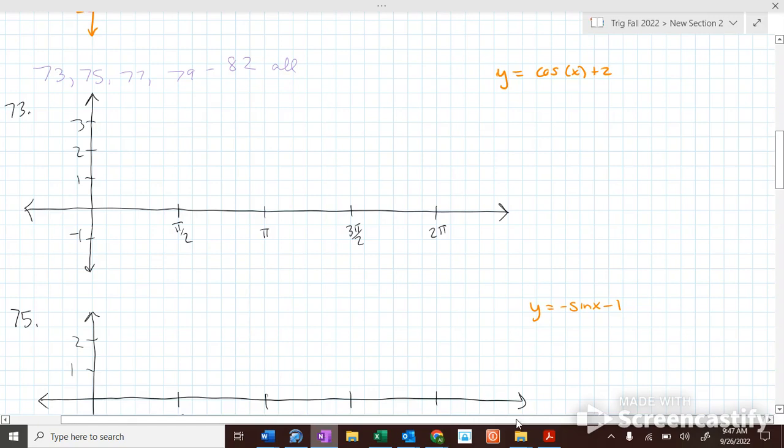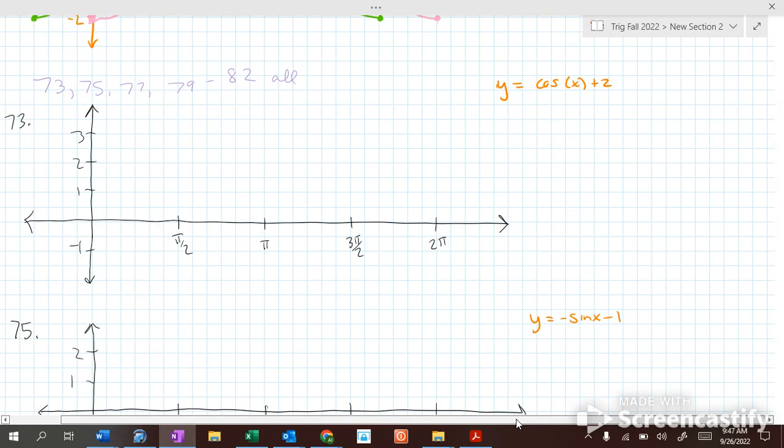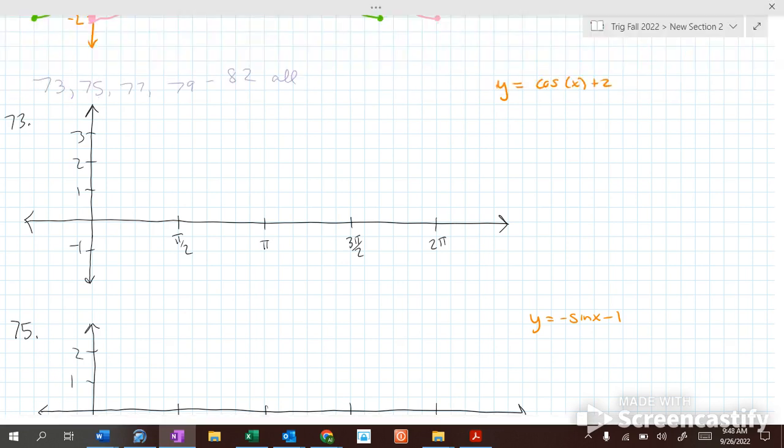All right, here we go. Let's graph them. 73. Y equals cosine of x plus 2. What'd you graph first, Bailey?